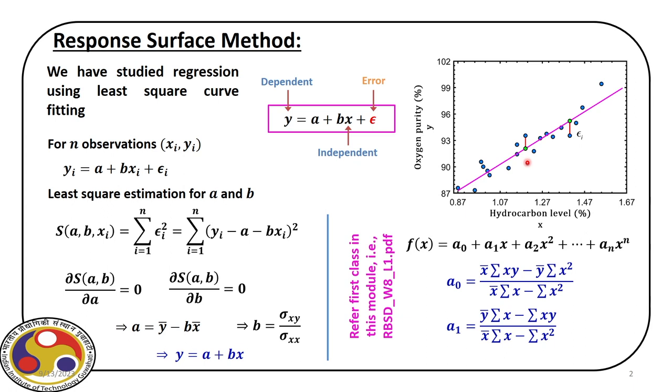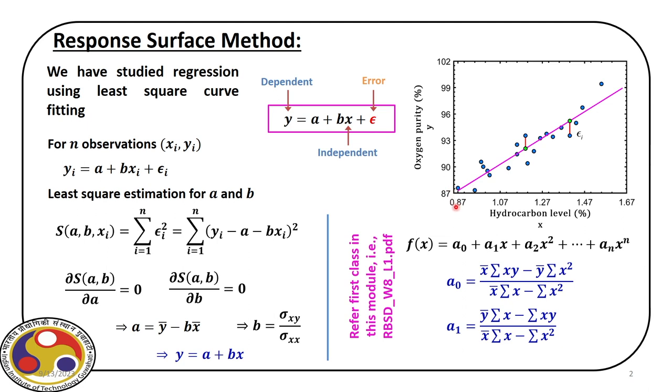Now, there may be a complex model behind that, where depending upon the hydrocarbon level, the oxygen purity changes. But the moment we fit this straight line, we don't need that complex physical phenomenon. We can just focus on this pink line, which is an equation of a straight line, and this equation may be valid within a domain.